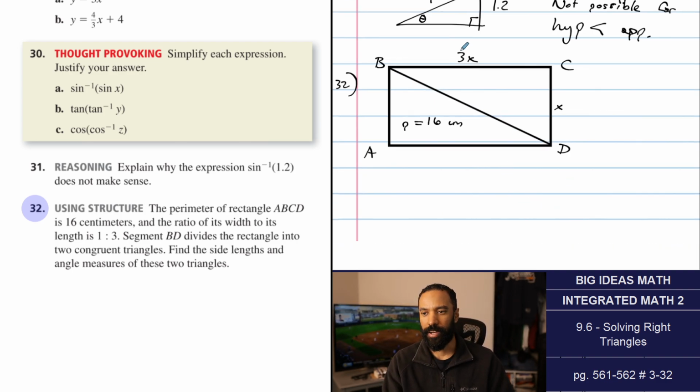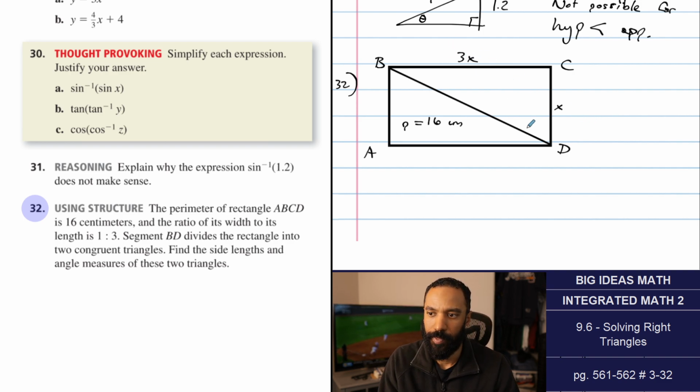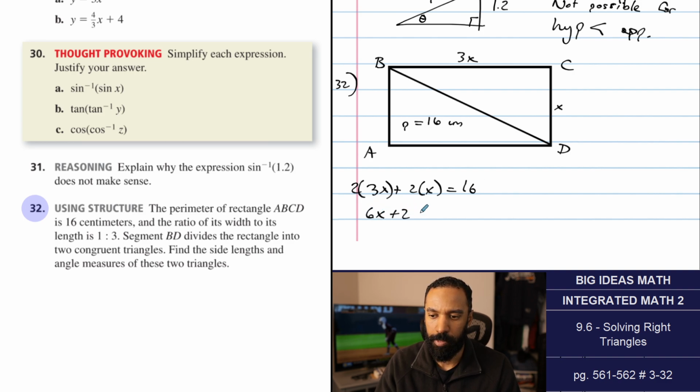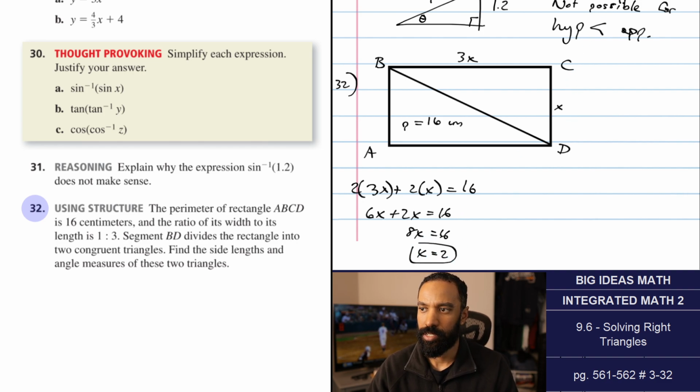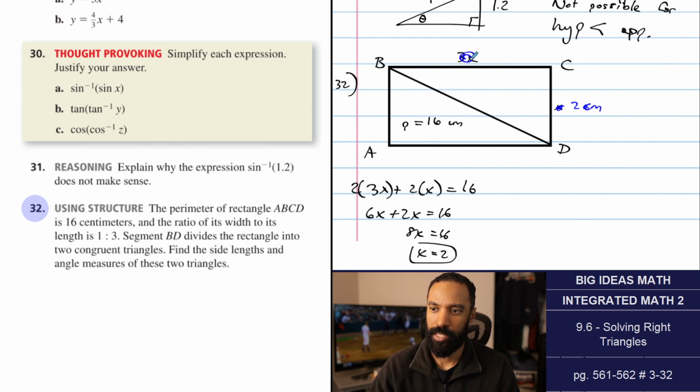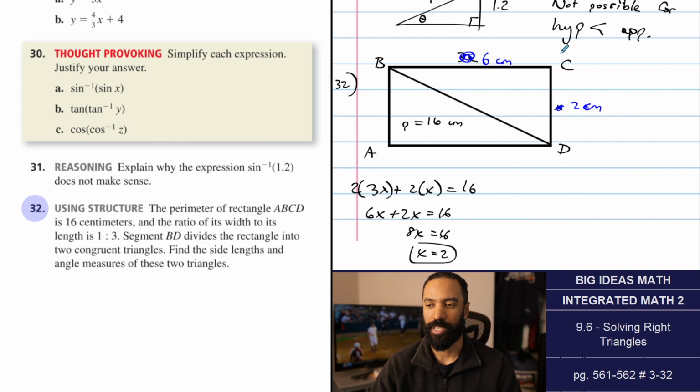So let's first find out what these x values are. Two 3x's plus two 2x's is 16. That's 6x plus 2x is 16. 8x is 16, so x is 2. So this is 2 centimeters. This is 6 centimeters.